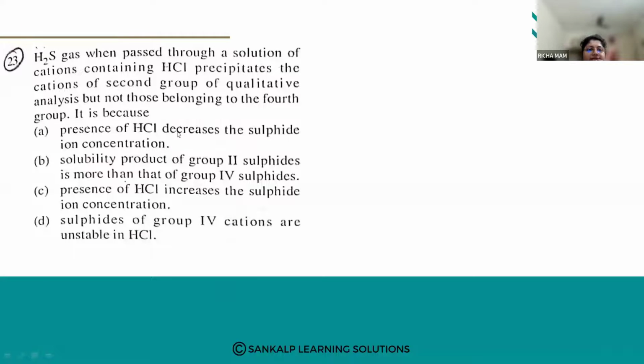H2S gas, when passed through a solution of cations containing HCl, precipitates the cations of the second group of qualitative analysis, but not those belonging to the fourth group. It is because of: A, presence of HCl decreases the sulfide ion concentration. B, solubility product of group 2 sulfides is more than that of group 4 sulfides. C, presence of HCl increases the sulfide ion concentration. D, sulfides of group 4 cations are unstable in HCl.